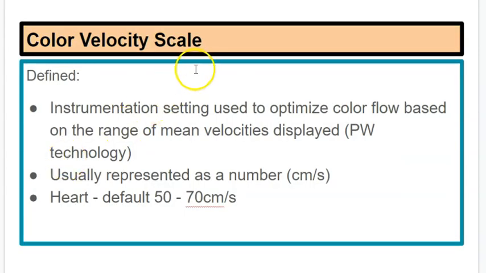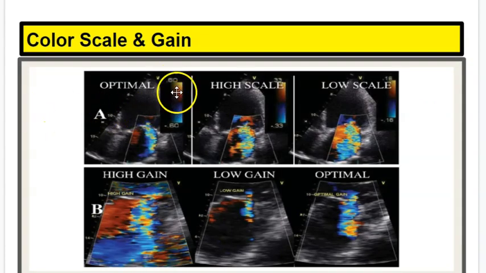Our color velocity scale is an instrument setting used to optimize color flow based on the range of mean velocities, usually represented as a number, and so on and so forth. Heart default is around 50 centimeters per second, and we showed the color velocity scale. That's this right over here.